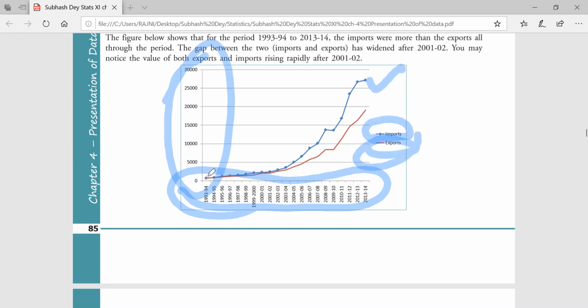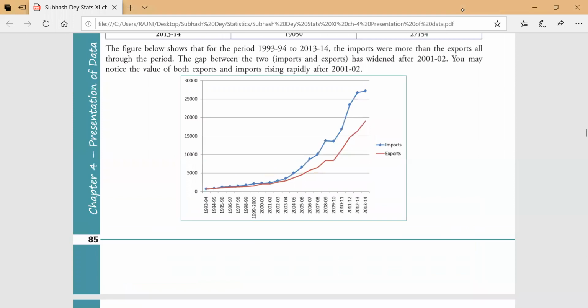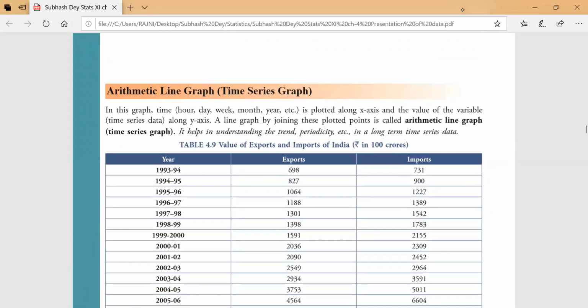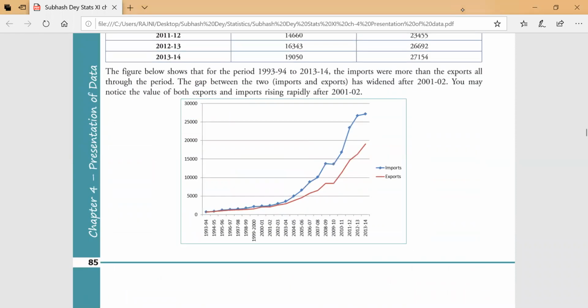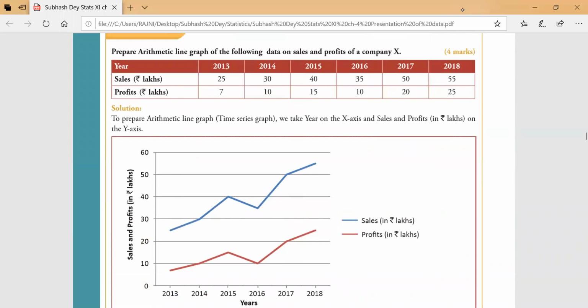In this, by highlighting the points, you just have to join them using the line segment process. This is the simple process to construct the arithmetic line graph, the time series graph. Why is it known as a time series graph? Because in this, the information mainly relates to the time period, like this. In the arithmetic line graph, years are given here.